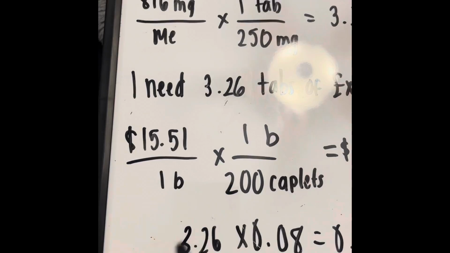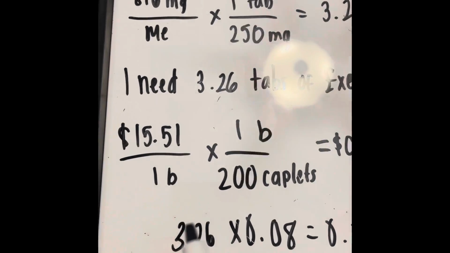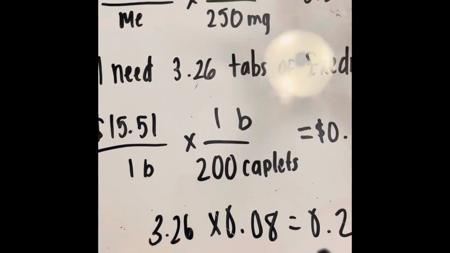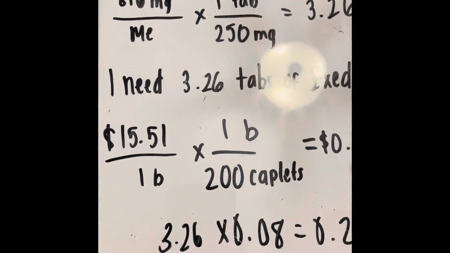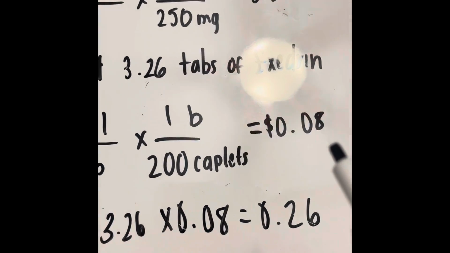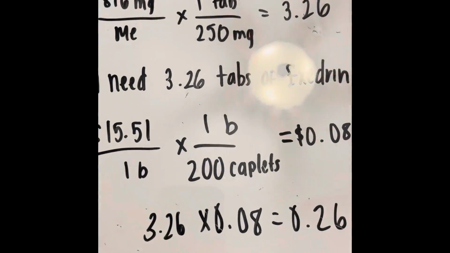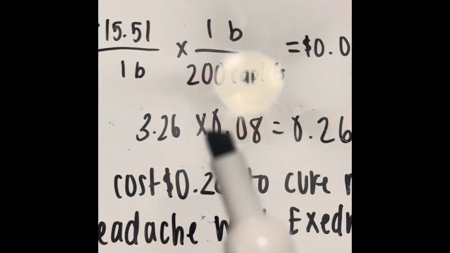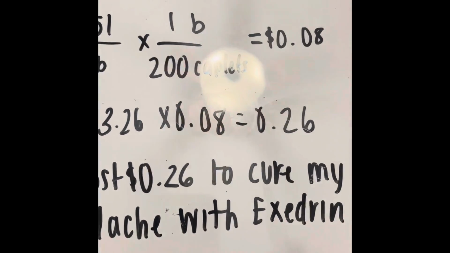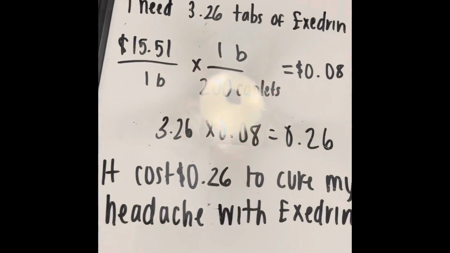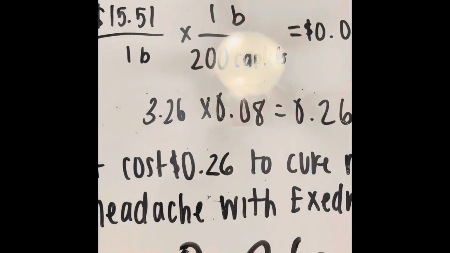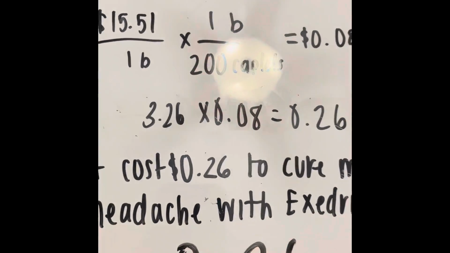Then I divided the price per bottle by the number of caplets in the bottle to figure out how much it costs per caplet, because I already know that I need 3.26 caplets, and I got 0.08. So it's going to cost me 8 cents per caplet. Then I would multiply the number of caplets I need by the cost per caplet to see that it costs me 26 cents to cure my headache with Excedrin. So you have to remember that it's 26 cents to cure my headache with Excedrin.